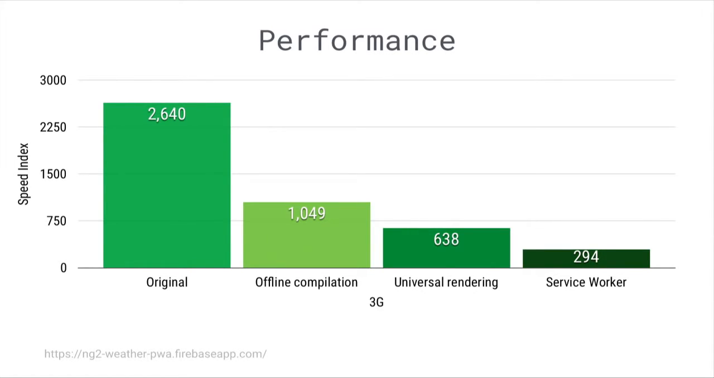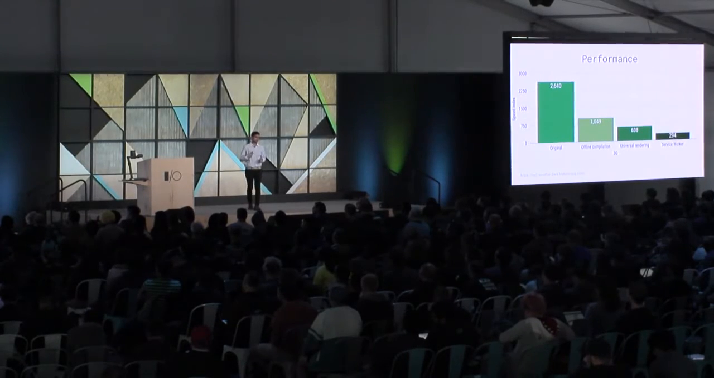And this is what the numbers look like. We start off with a speed index of 2,640 on 3G. Once we've added in offline compilation, service worker, and universal rendering, we're down to almost nothing. Universal rendering has made a huge difference. And this is very much true of the React app we were working on earlier as well. Server-side rendering makes a really huge difference. And as you can see, with Service Worker in place again, repeat visit is close to nothing. Users are going to feel it being instant.